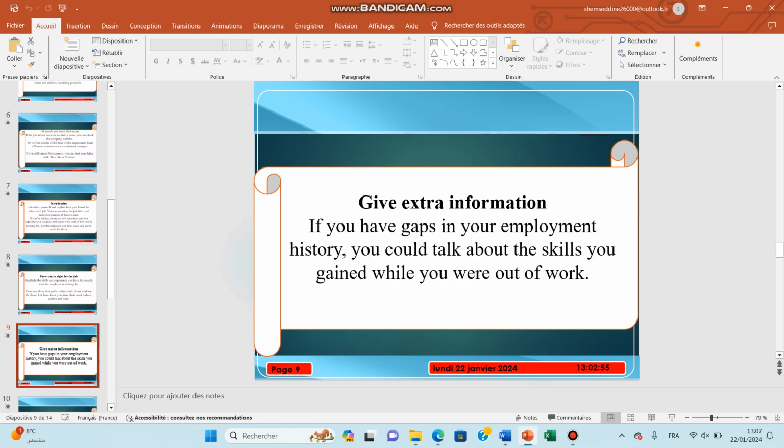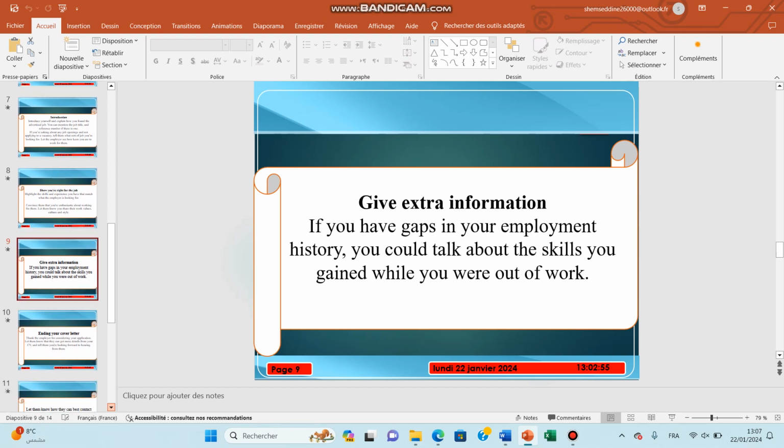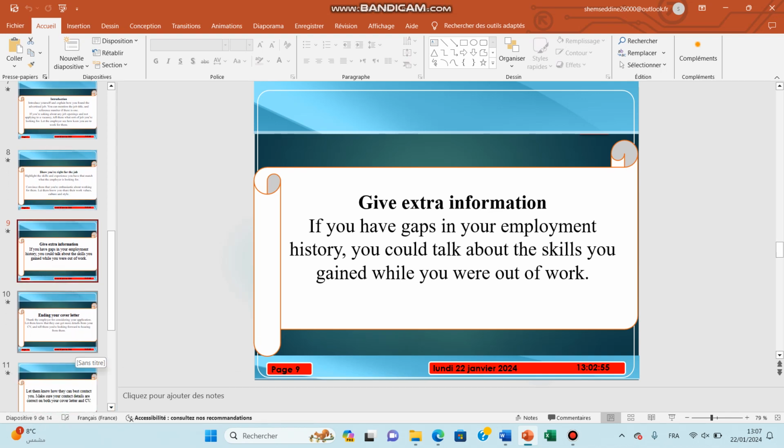Also, giving extra information is very important in writing a cover letter. If you have gaps in your employment history, you could talk about the skills you gained while you were out of work, in your cover letter.